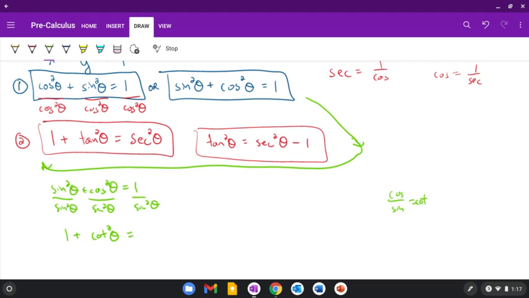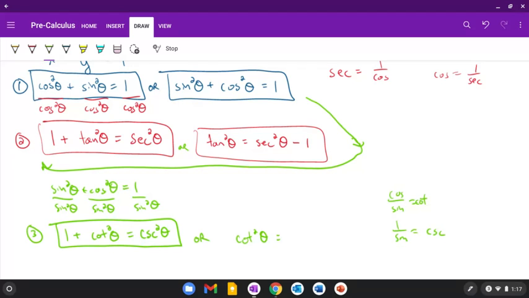And then 1 over sine, you might remember, is a ratio we call cosecant. So this is actually cosecant squared theta. And this is my third important equation here: 1 plus cotangent squared equals cosecant squared, which again, we could also rewrite as cotangent squared theta equals cosecant squared theta minus 1.